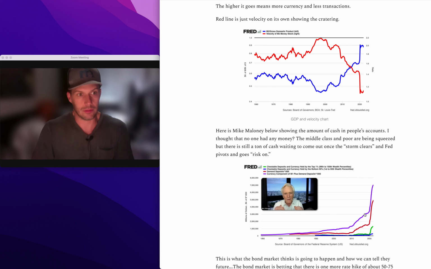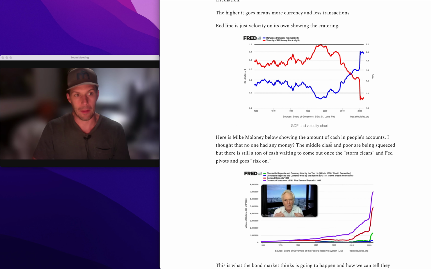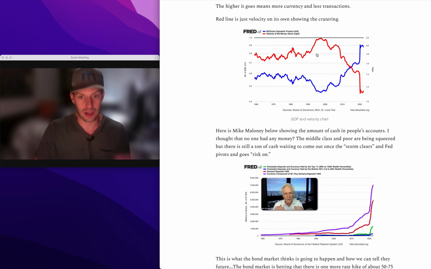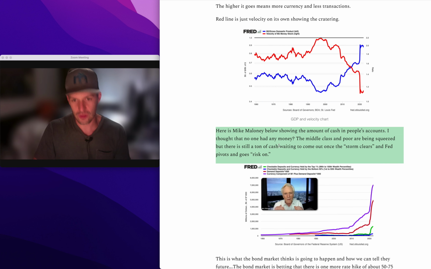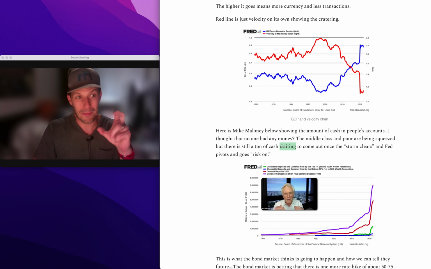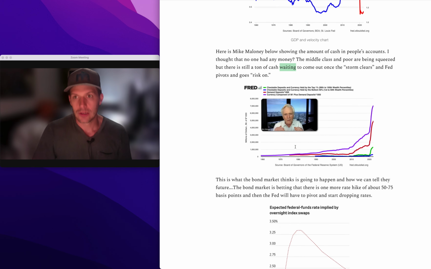I thought all the people had no cash, but apparently they do. There's still a lot out in hiding, and it's going to come out when people are ready, when the storm clears. Like we said, the middle class and poor are being squeezed, but once the public thinks the storm's cleared, and the Fed probably pivots around that time, then it goes boom, and then what? Then we have crazy inflation even more.